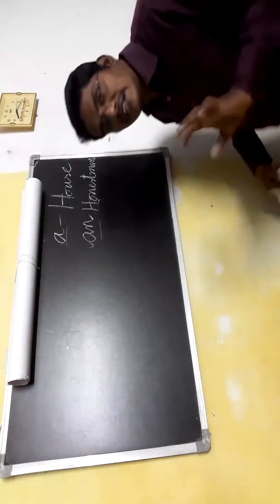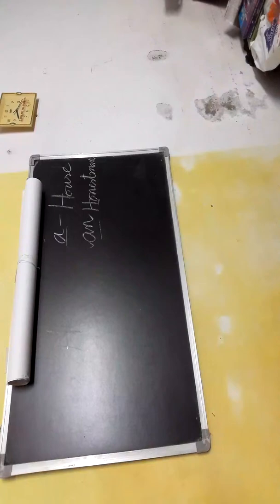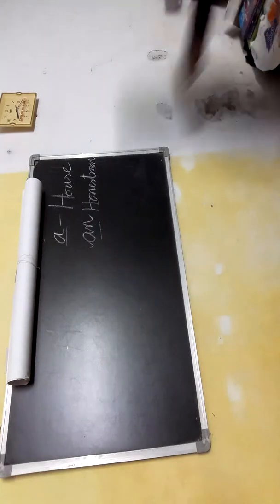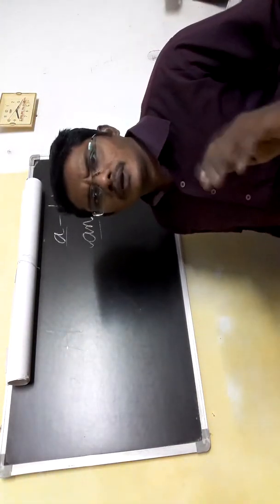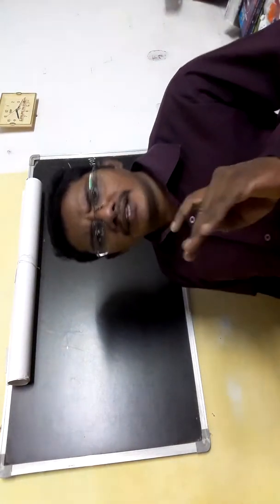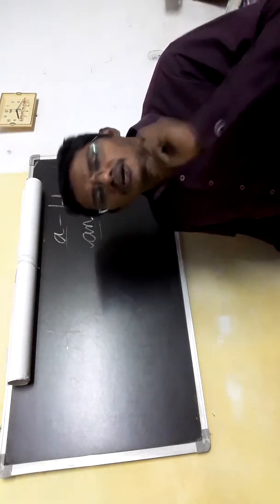I raised a total of 5 questions up to this time. I'm going to ask you the first question. So, have you understood now? My first question, what are articles? A, an, and the are called articles. Where do we use these articles? We use these articles before the singular nouns.